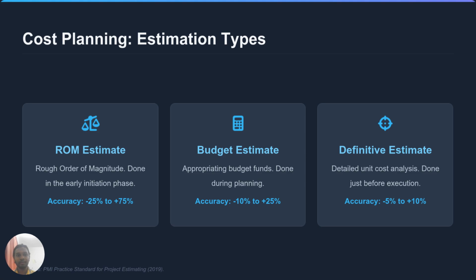For cost, our estimates improve over time. We start with a rough order of magnitude in the beginning, which can vary from -25% to +75%. By the time we are ready to execute, we aim for a definitive estimate with a tighter accuracy of -5% to +10%.